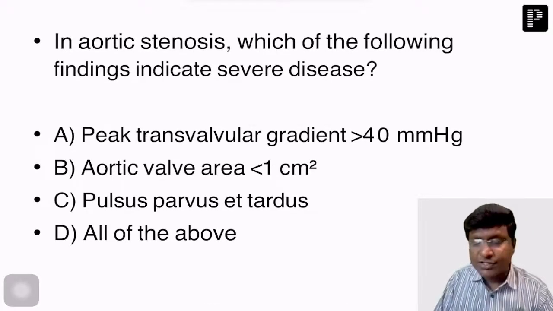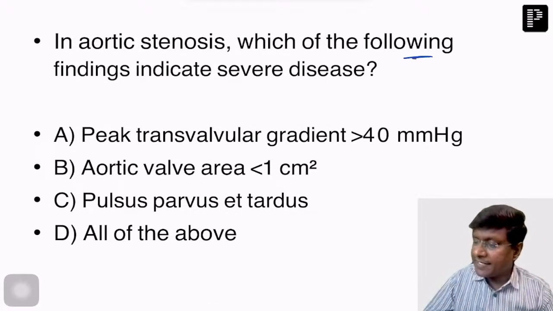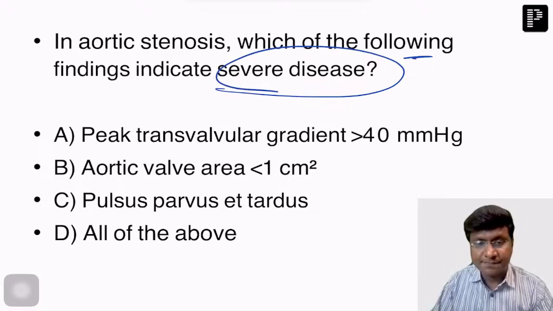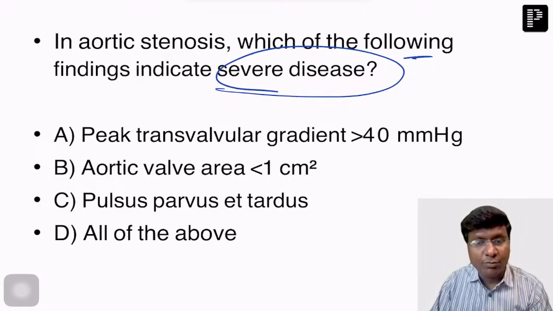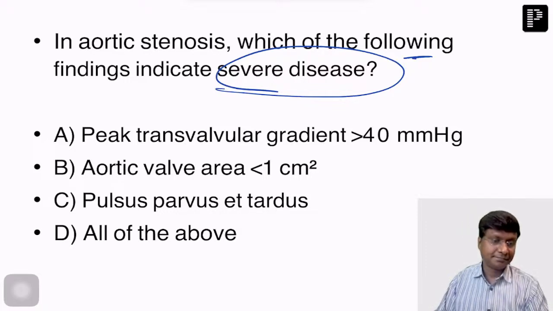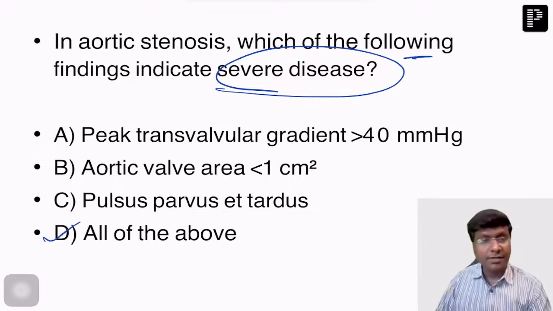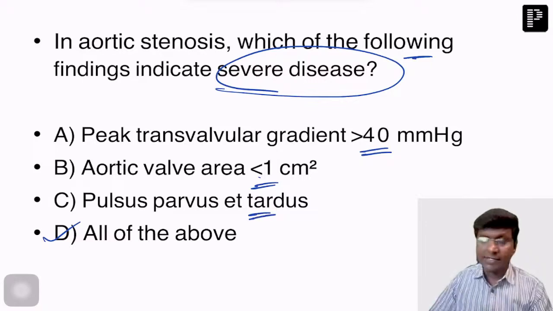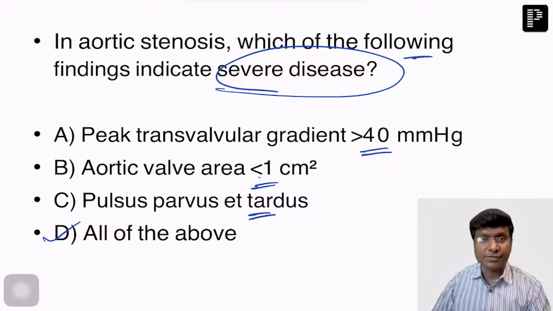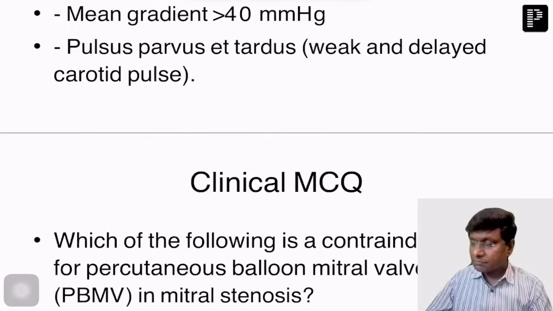Okay. In aortic stenosis, which of the following findings indicate severe disease? Transvalvular gradient more than 40, aortic valve area less than 1, pulsus parvus et tardus, all of the above. All of the above. Right? So gradient more than 40, valve area less than 1, pulsus parvus et tardus, all these are features of severe aortic stenosis. Right? Next.